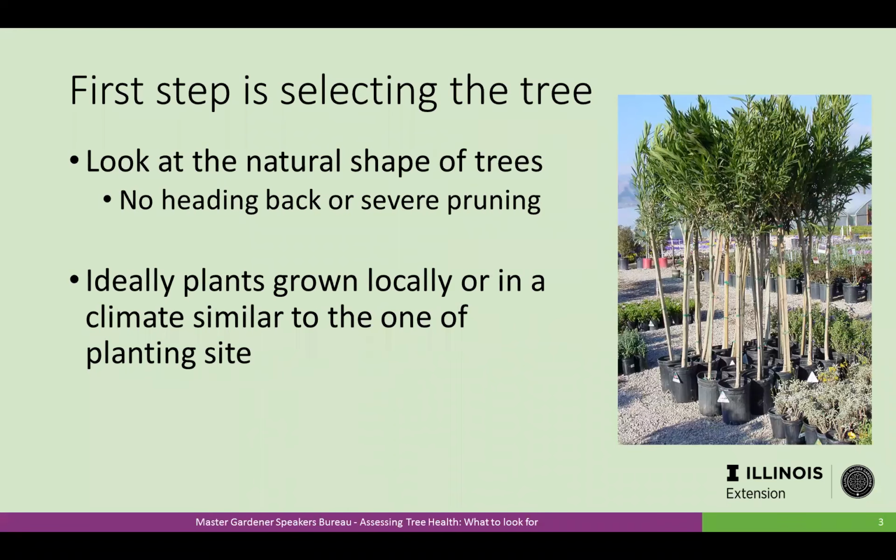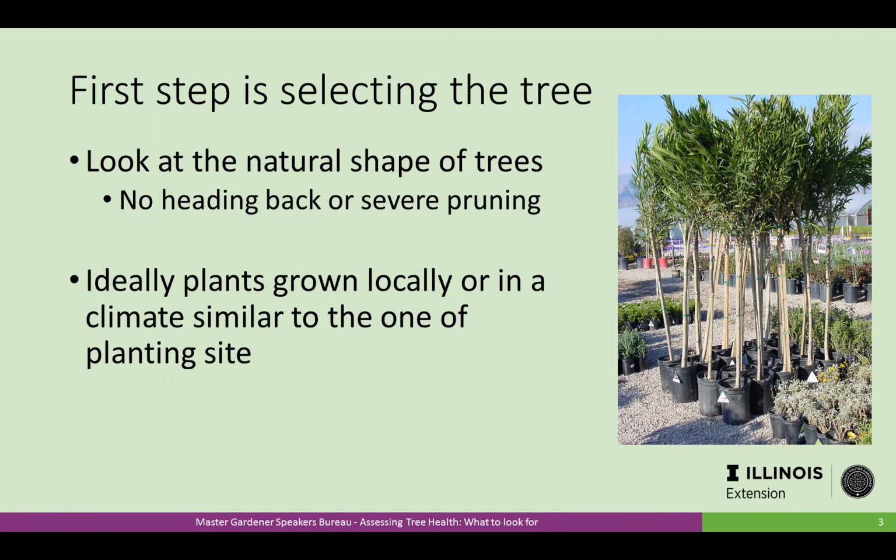So the first thing we want to do is select the tree. And the best thing to do is to look at the natural shape of the tree. When you find it in the nursery or the garden center, you want to take a look at that little tree and look for some things. I don't know if any of you have ever gotten a Christmas tree where it's got a bunch of cut off branches, and what they've basically done is gone in there and cut an older Christmas tree back so that it will look like a cone shape, so you'll be happy with the look of that tree.